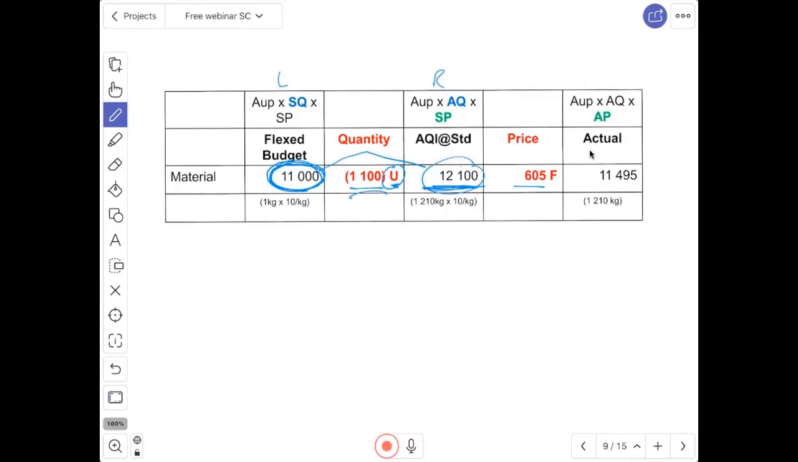On the price side, again, the should-have price at the actual quantity, it should have cost us 12,100, but it actually cost us way less. How much less? 605 Rand less. Why is it favorable? It's because we spend less than what we should have spent at the standard price. Now we can also put this in formulas.